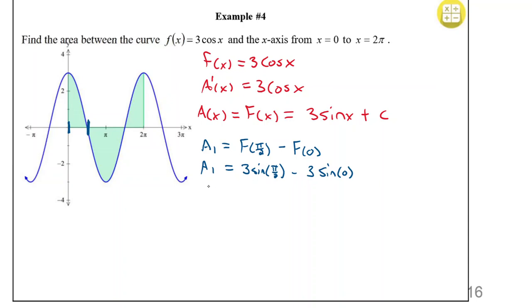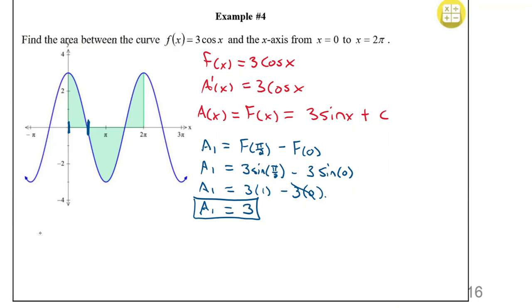Okay, so let's see what we got there. So area 1 would be 3 times sine pi over 2, which is just 1, and then 3 times sine of 0, which is 0. So those cancel. So our first area, area 1, is equal to 3. Let's put a box around that because we're going to need that in a minute. Okay, moving on to the next one.